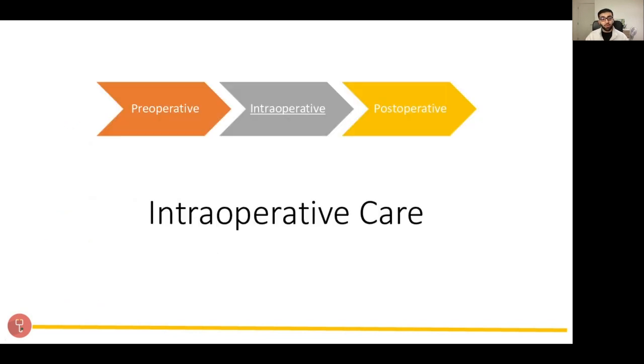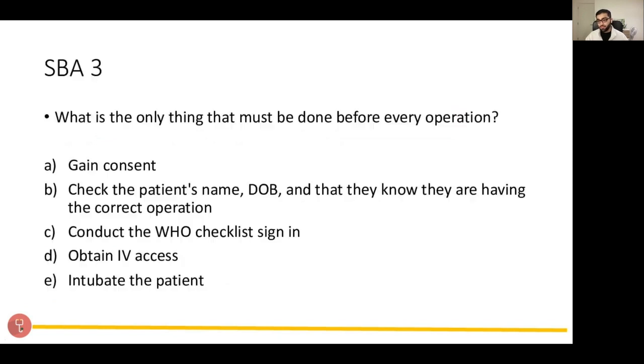So that finishes the preoperative care section of the presentation. And now we'll move on to intraoperative care. What happens when a patient actually is in theatre? So let's start with this SBA. I'll give you guys a couple of minutes just to think about this.